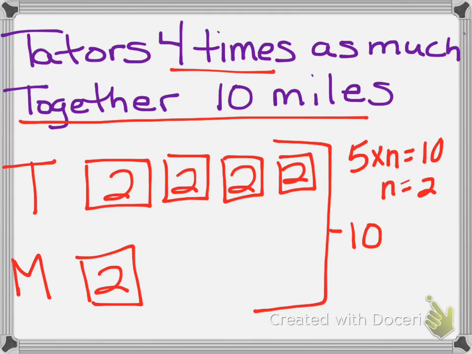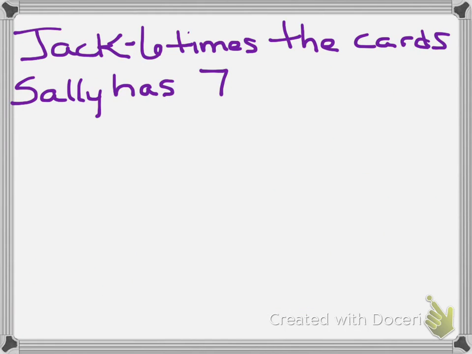I asked the students, how many miles does Taters run? They could say 2 times 4, or they could do repeated addition, 2 plus 2 plus 2 plus 2, and then go from there. One more example, changing it up a little bit and giving different information.